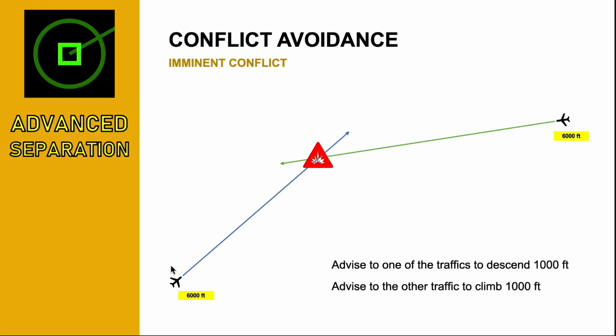For example, one of the traffics needs to descend 1,000 feet. One of the traffics needs to climb 1,000 feet. So within half of a minute, you will have already the 1,000 feet separation, because one of them is at 6,500 feet and the other is at 5,500 feet. So in this situation, you already solved the conflict, and in the end it's going to be 2,000 feet separation. But the point was to create the 1,000 feet gap faster. That was the point.